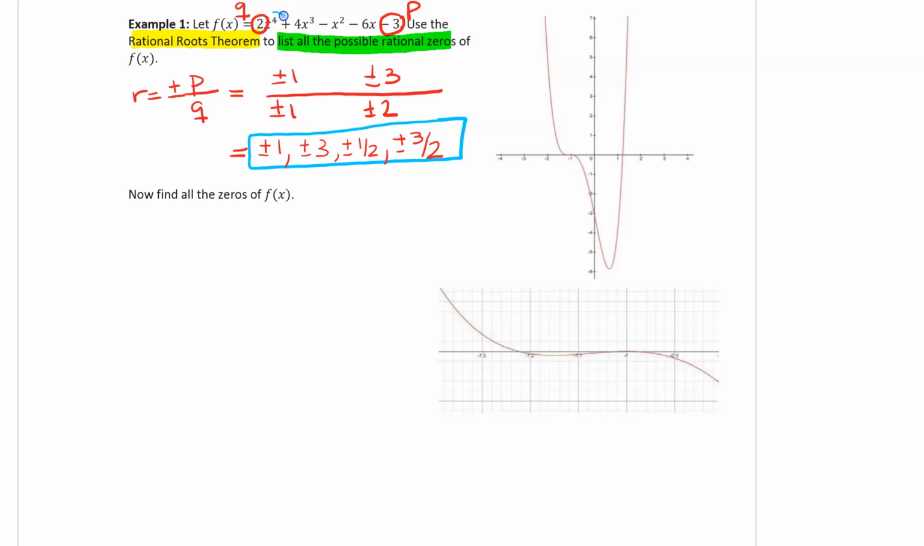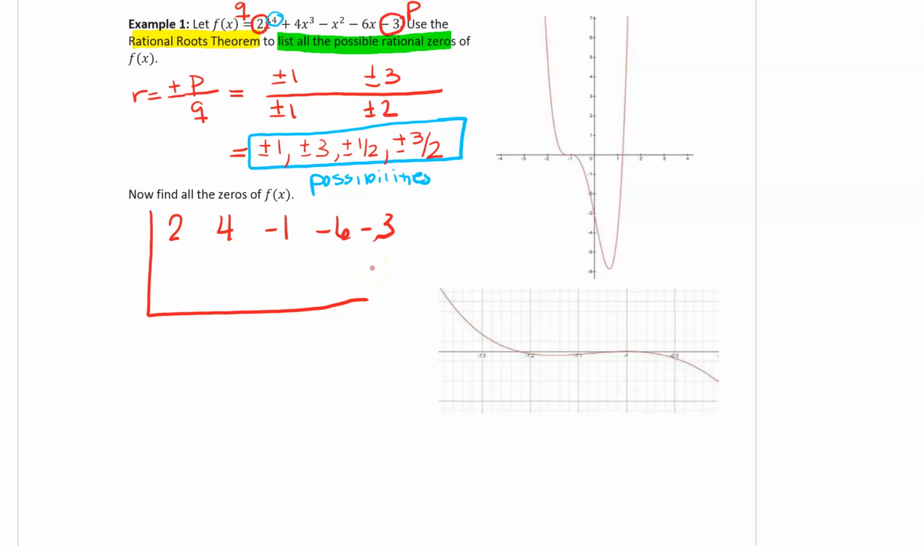Now at the end of the day, this is just a fourth-degree polynomial, so only 4 of those will work. They could even repeat, and I could even have some imaginary ones in there. But those are going to be all my possibilities. Now let's find all the zeros of it. So we're going to use our synthetic division to help us with that. So I'm going to draw my synthetic. So this would be 2, 4, -1, -6, -3.